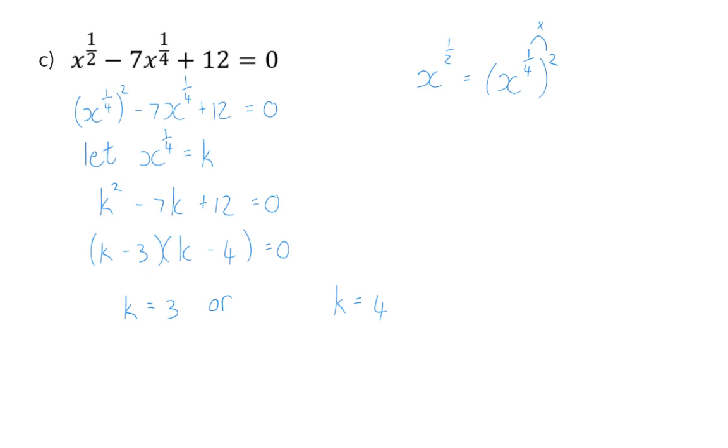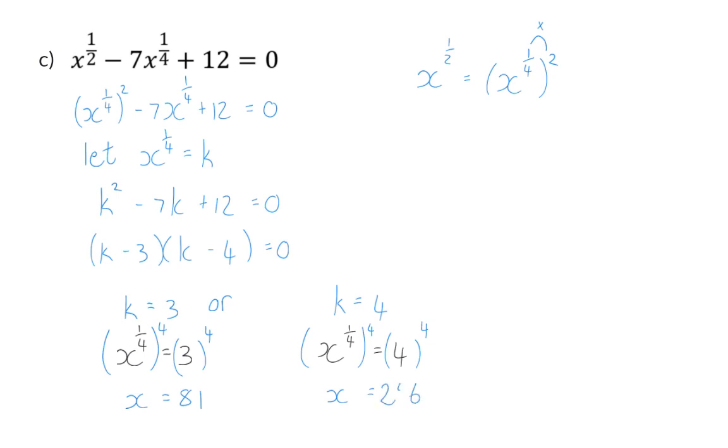Now I can change k back to x to the power of a quarter. To solve x, I will then raise to the power of 4 on the left and the right hand side to get x is equal to 81. Similarly, on the other side, I will raise to the power of 4 and x is 256.